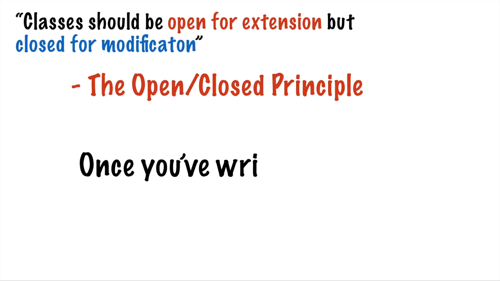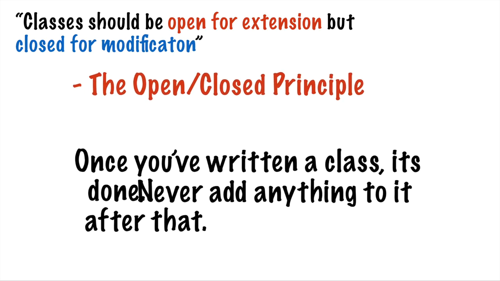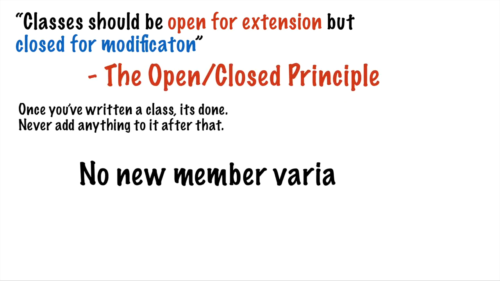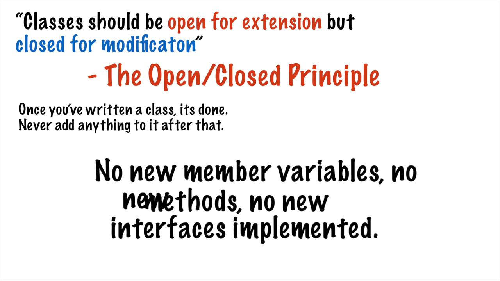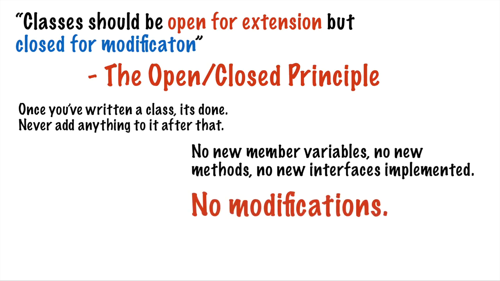What that's trying to get across is that once you've written a class, it's done. You never should be adding anything to that class after that. No new member variables, no new member functions, no new interfaces implemented, no modifications, period. And why is that? The idea is that if you write your classes such that they are closed for modification, that implies that you're really putting in an incredible amount of thought into making sure that your classes are structured in ways that will be required both today and in the future.